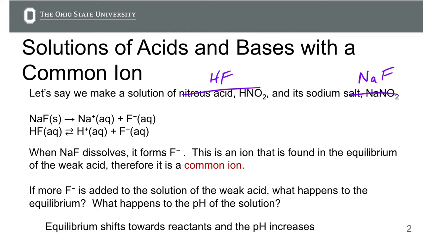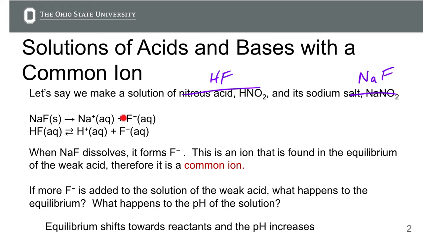So if we put these two species in solution, NaF completely dissociates to sodium ion and fluoride ion. HF is a weak acid. It's got equilibrium with H plus and F minus. So both of these equations have F minus as a product. That's the common ion. Okay? An ion that's found in the equilibrium of the weak acid and that forms from the salt. It's common to both equations.